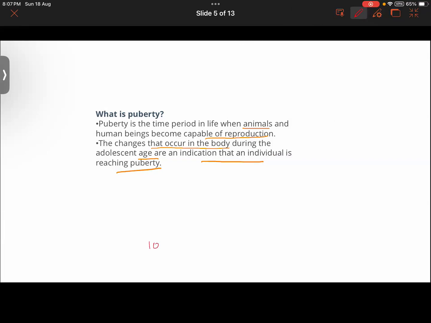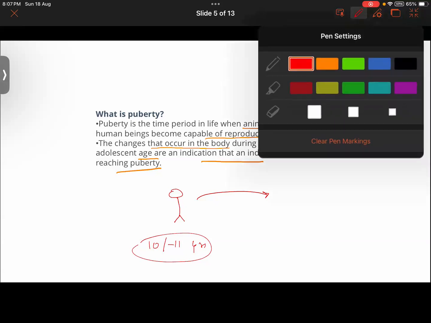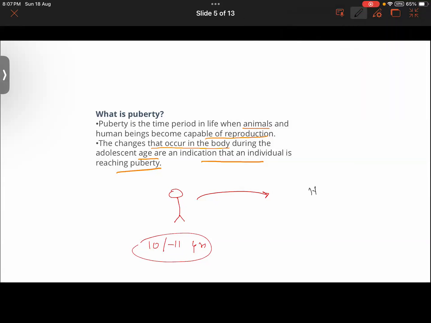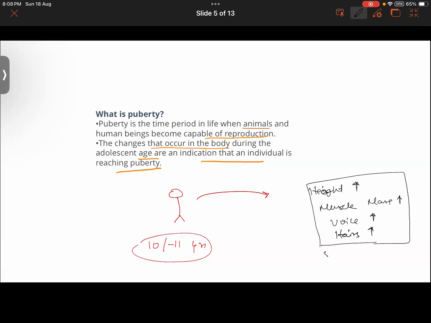Like at the age of 10 to 11 years, what will happen? The body of this boy will go through a phase of transition. His height will increase, the muscle mass in the body will increase, the voice changes, there is growth of hair, and the most important thing is that reproductive maturity takes place. By reproductive maturity, we mean that production of sperms takes place.